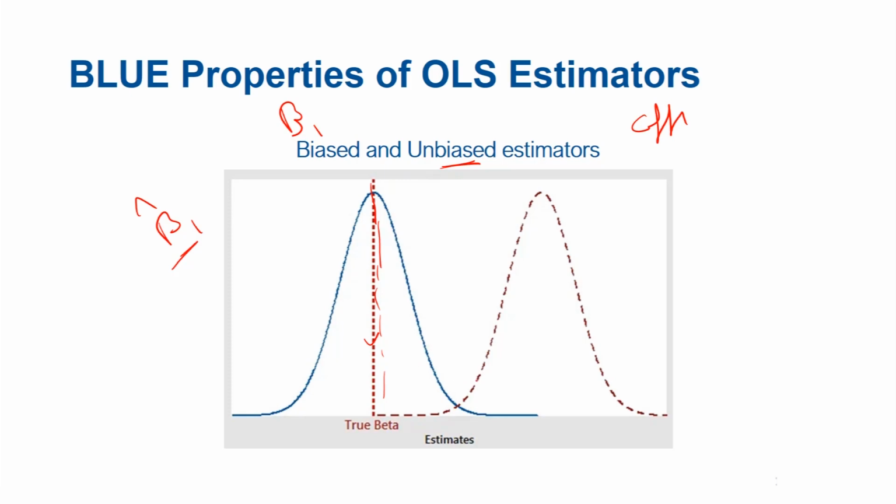However, if the expected value is different, for example this curve, notice this, the distribution of the coefficient here and the expected value is somewhere here, which is different from the true beta, then this is a biased estimator. In contrast, the blue one is called unbiased because its expected value is somewhere around the true beta, and such estimators are often called unbiased estimators. If the certain assumptions that we discussed regarding multicollinearity, autocorrelation, heteroscedasticity, the 10 classical assumptions, hold, then OLS estimators are considered unbiased estimators.